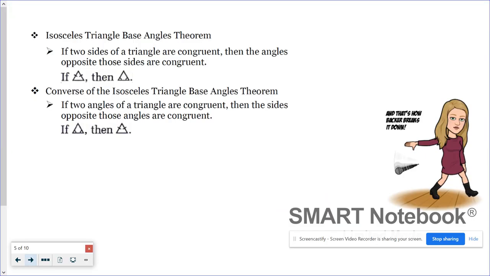So these are our theorems associated with isosceles triangles. If two sides of a triangle are congruent, then the angles opposite those sides are congruent. If two angles of a triangle are congruent, then the sides opposite those angles are congruent.